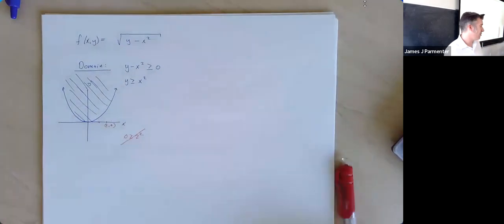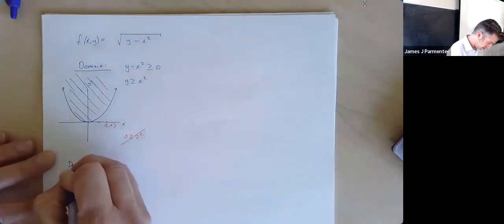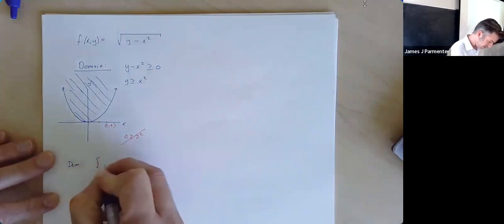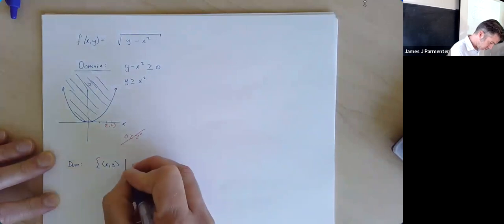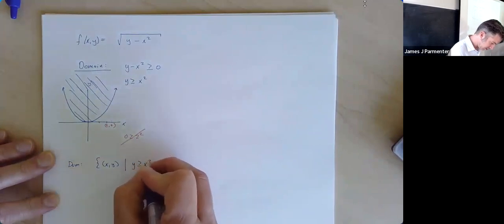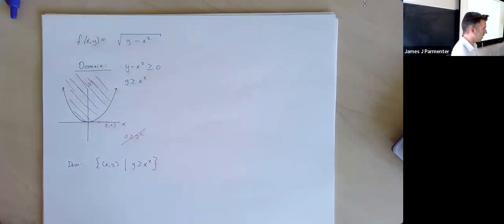Okay. If you actually need to write the domain, it's kind of annoying, but the domain here we would just write as the set of all points (x, y) such that y is bigger than or equal to x squared. There's no real other way of doing it.